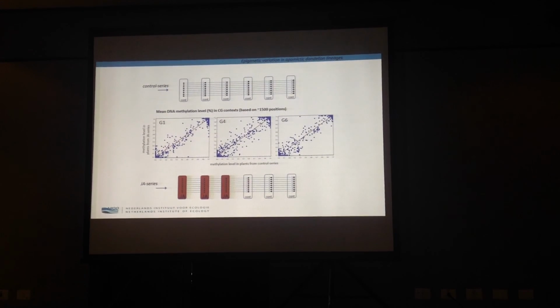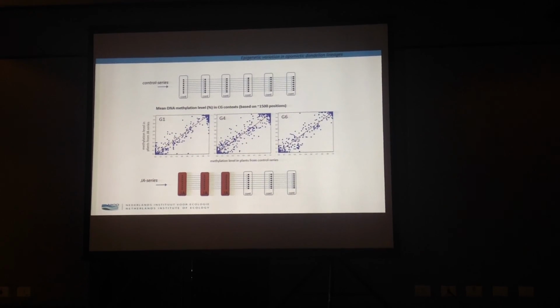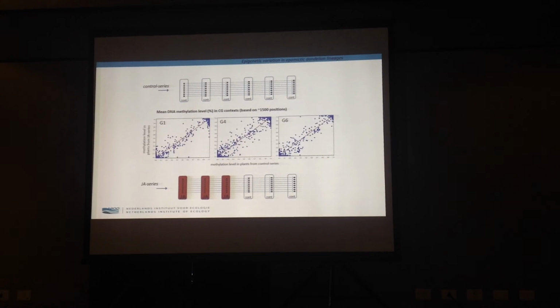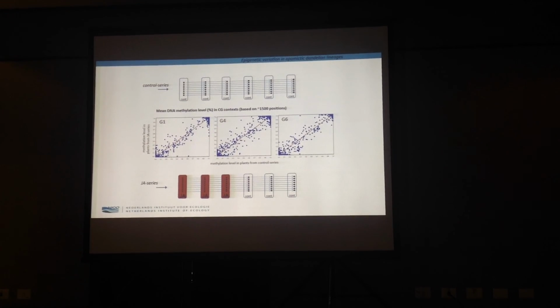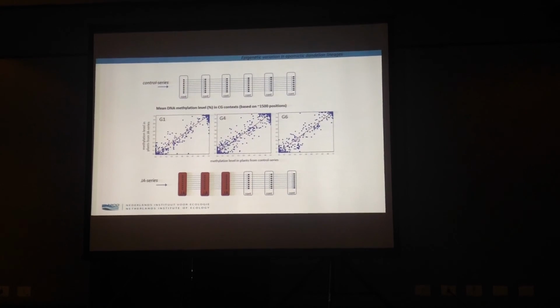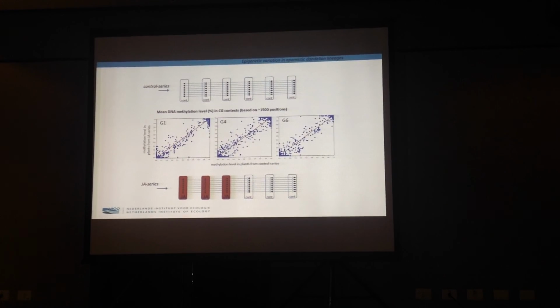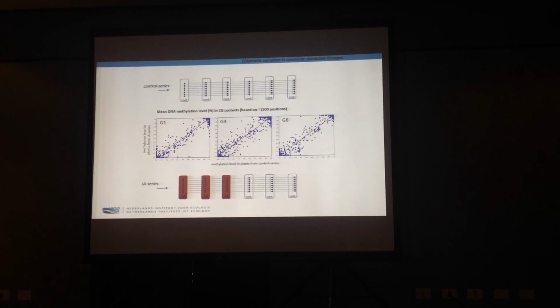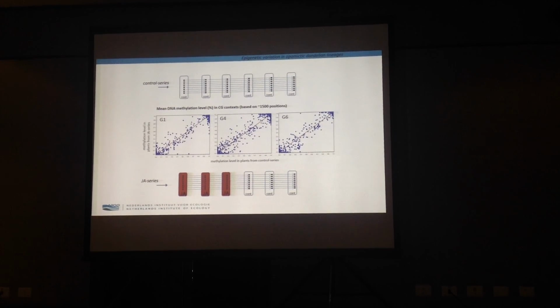There's really not too many results to show here, other than that at this point we didn't find any significant differences in DNA methylation levels between the jasmonic acid and the control plants. With that, I think I should end, maybe answer one question, and then we should move on.